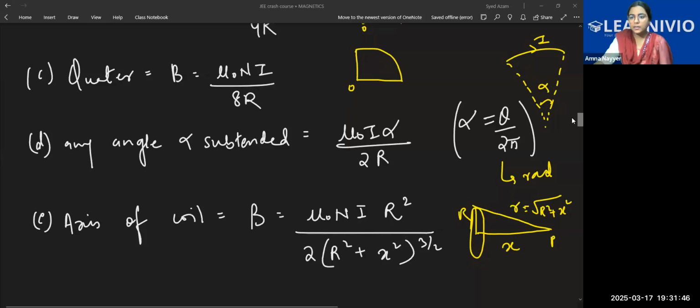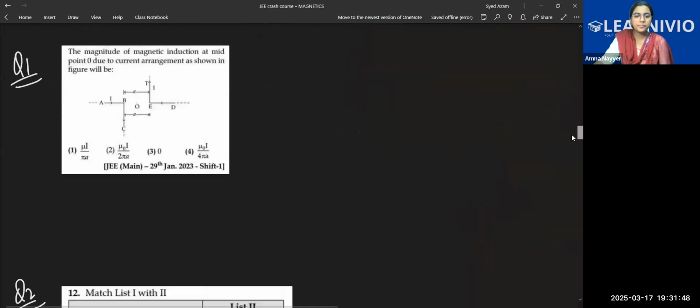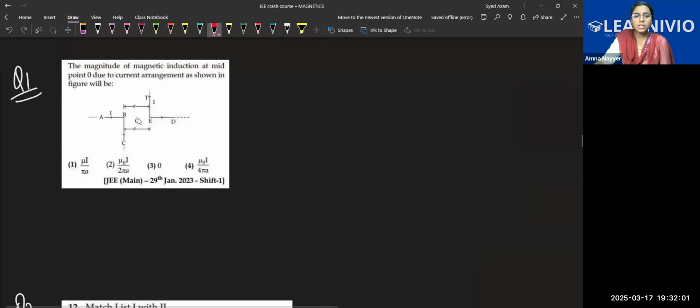Okay, let's start with the questions then. This is a question from JEE Mains 29 Jan 2023, shift 1. So see, the magnitude of magnetic induction at midpoint O. Look here, this is the midpoint O. Now, what all segments and figures do we have? If you see this one, AB, this is one segment. BC, this is another segment. This is the third part, and ED, this is the fourth part. If you see, we have 4 wires technically, right?